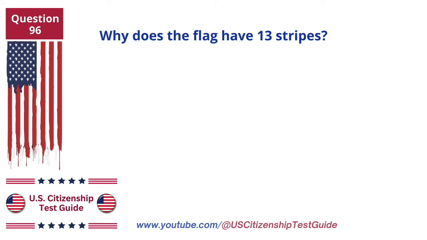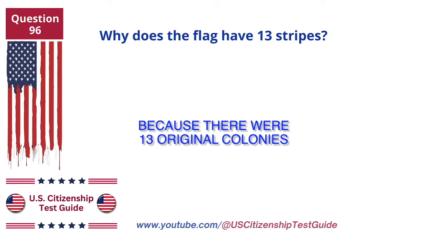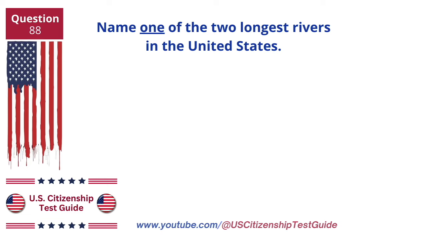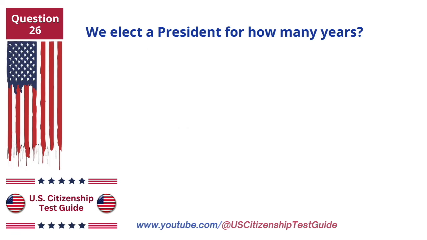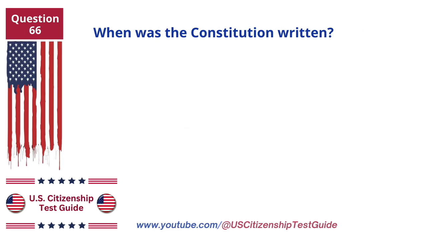Why does the flag have 13 stripes? Because there were 13 original colonies. Name one of the two longest rivers in the United States. Missouri River. We elect a president for how many years? 4. When was the Constitution written? 1787.